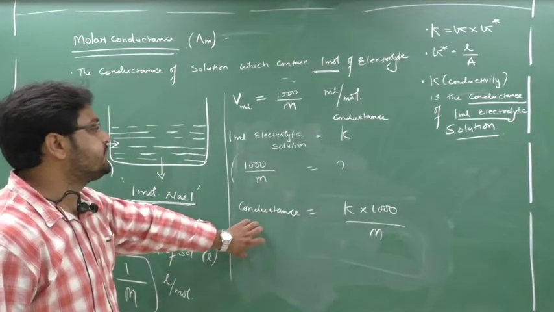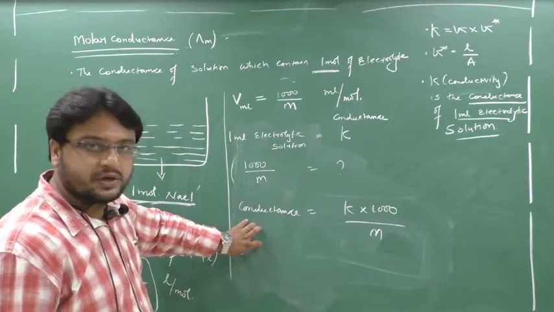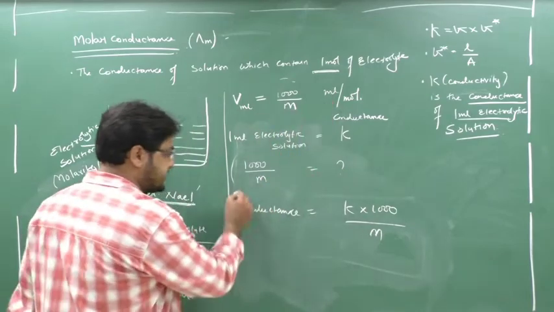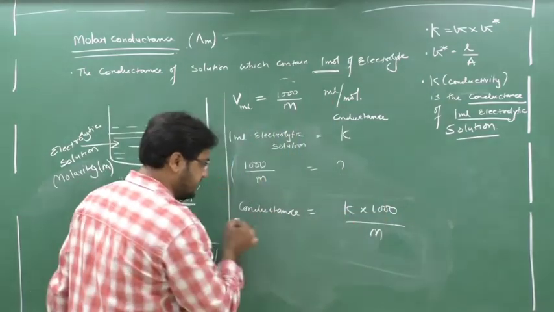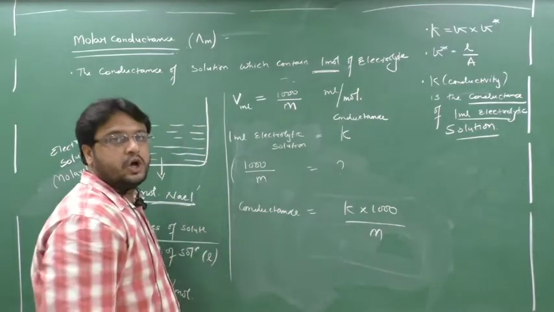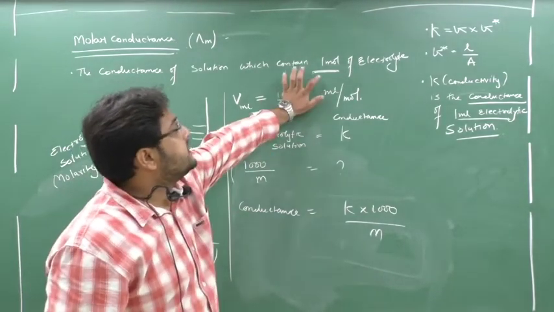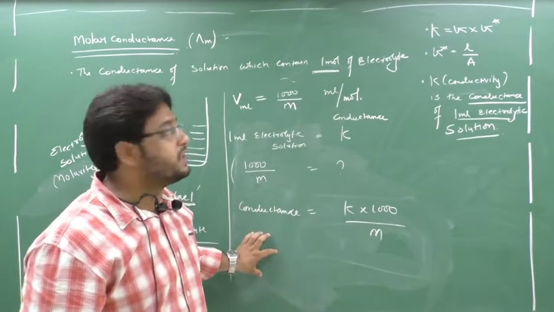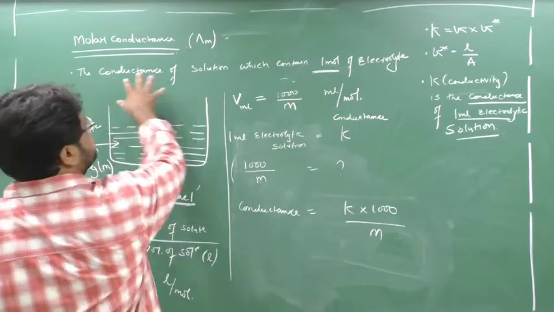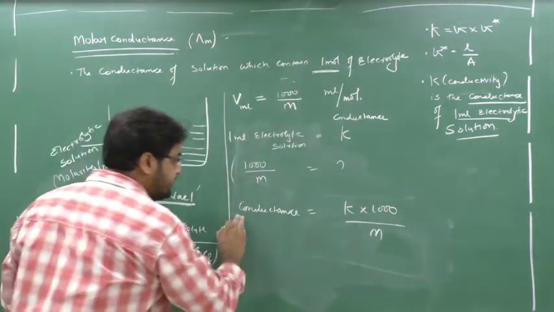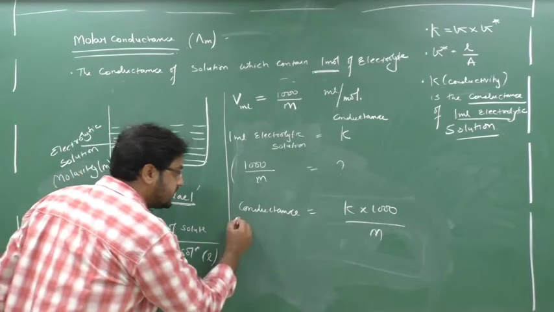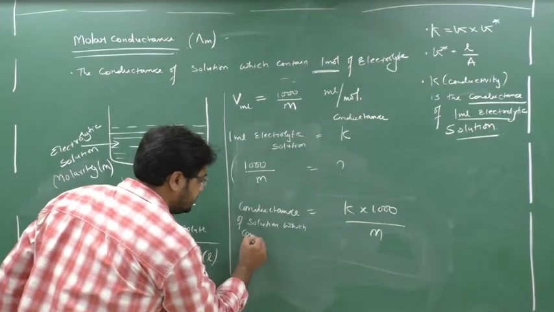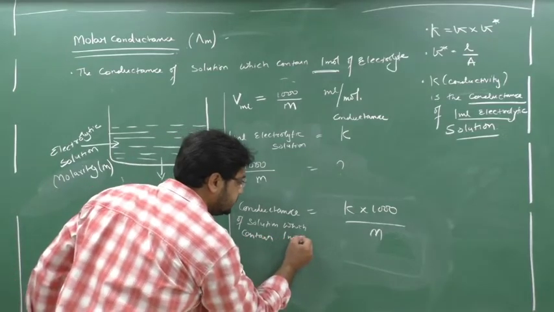Now this conductance is for what? This is the conductance of the solution which contains 1 mole. This is the conductance of 1 ml solution which contains how many moles? 1 mole. And the conductance of the solution which contains 1 mole is nothing but lambda m, because this is the conductance of the solution which contains 1 mole.